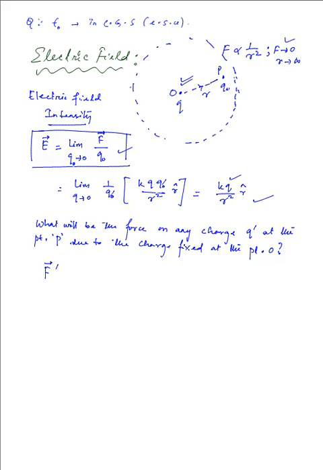So we have the force, let us say F prime on the charge Q prime due to the charge Q, that will be equal to Q prime times the electric field at that point due to the fixed charge, which is equal to Q prime times KQ over R squared R hat. That is also equal to KQ prime over R squared R hat. And this is exactly the relation that we would have obtained from Coulomb's law in electrostatics.